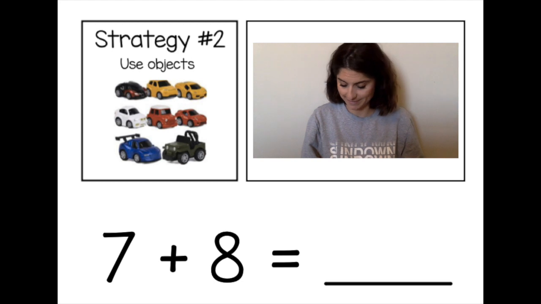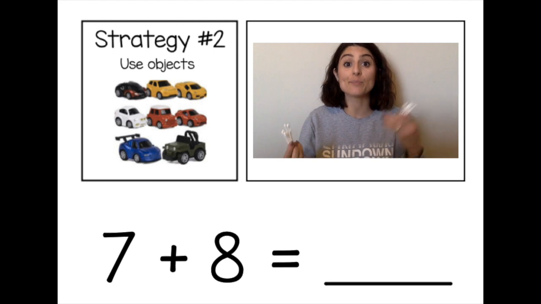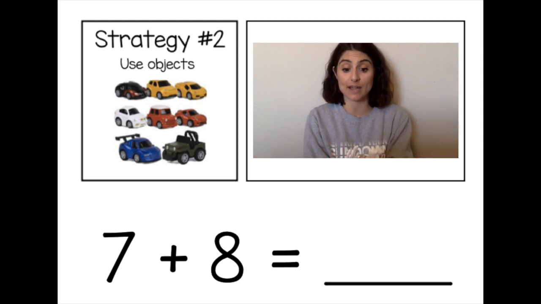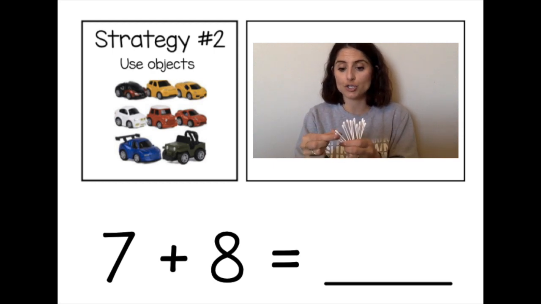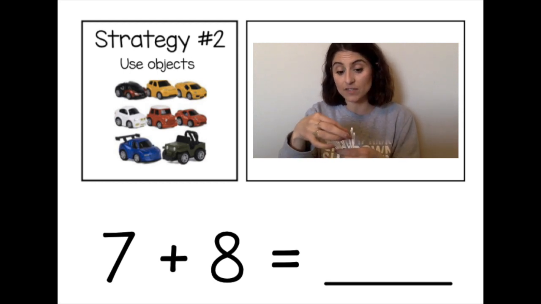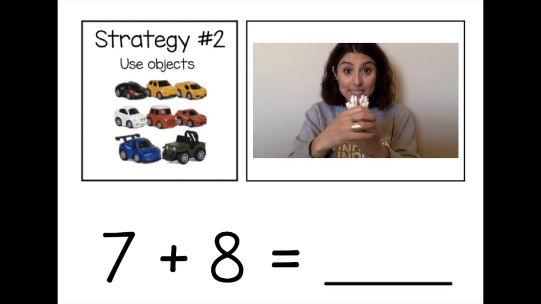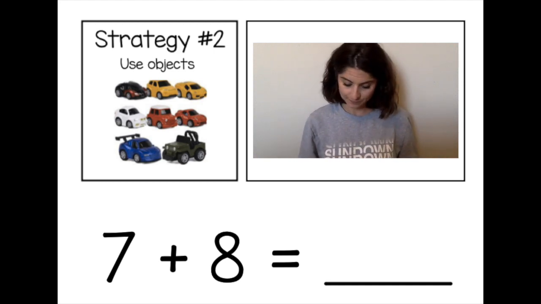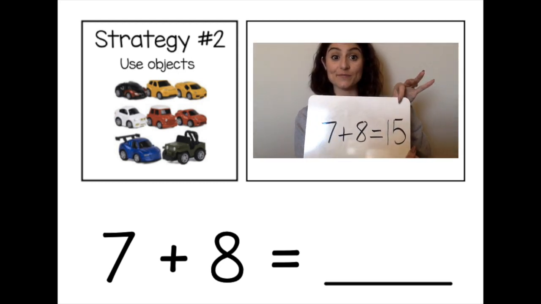Okay. So the two partners we have are 7 plus 8. Let's count them all together now. Ready? You count yours, I'll count mine. 1, 2, 3, 4, 5, 6, 7, 8, 9, 10, 11, 12, 13, 14, 15. 7 plus 8 gets you 15. Let's write it down. Seven plus 8 equals 15.